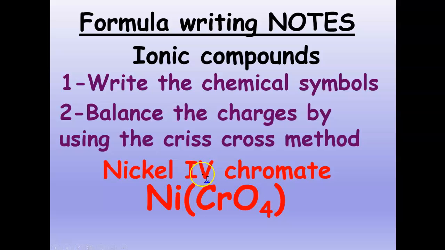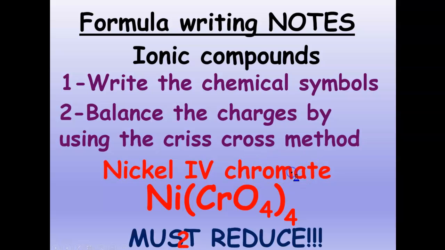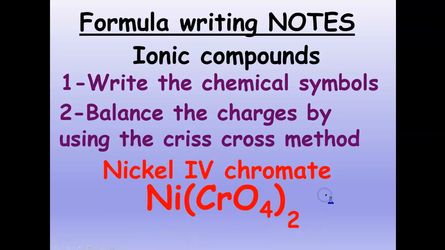The IV tells me that that's the charge of nickel. Okay, so that's where I'm going to write the 4. I would look up the charge for chromate, which is a -2. Okay, so that's where that goes. Because these are ionic compounds, I have to reduce. So since I can divide both of these by 2, this actually reduces down to 1 and 2. So this would be the correct formula for writing ionic compounds like this.